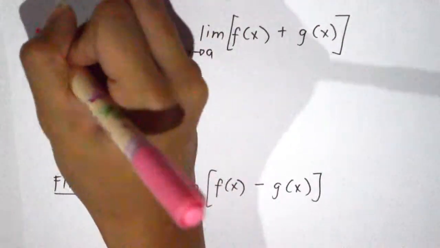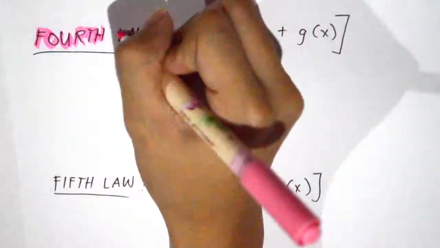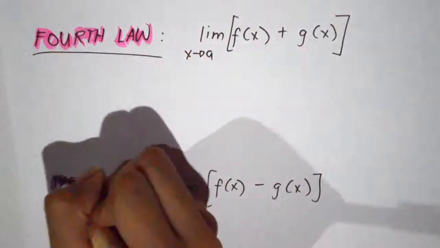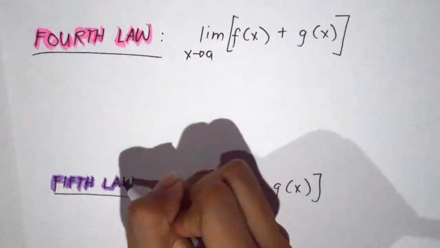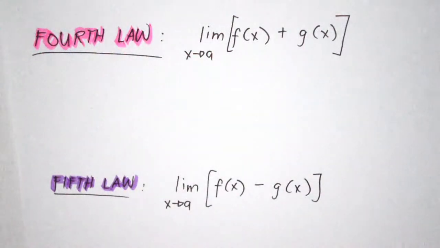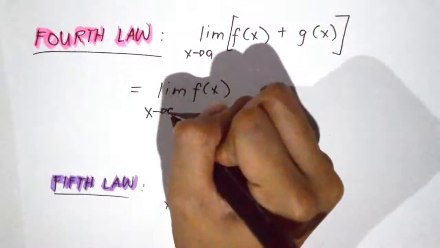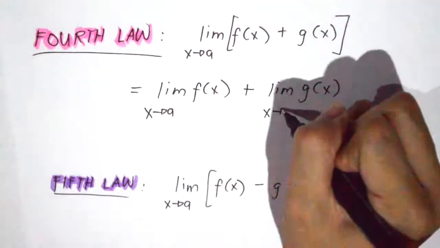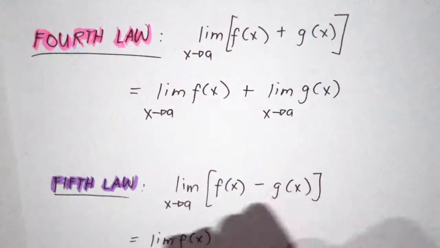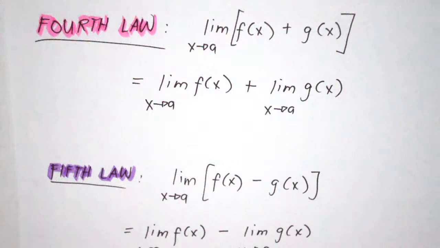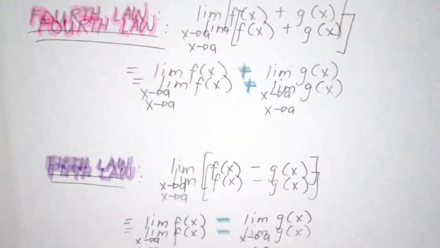The fourth and fifth laws are similar to each other. The limit of the sum or difference of two functions is equal to the sum or difference of the individual limits, provided that the limit of each function as x approaching a exists. This is illustrated by the limit of f of x plus or minus g of x as x approaching a is equal to the limit of f of x as x approaching a plus or minus the limit of g of x as x approaching a.